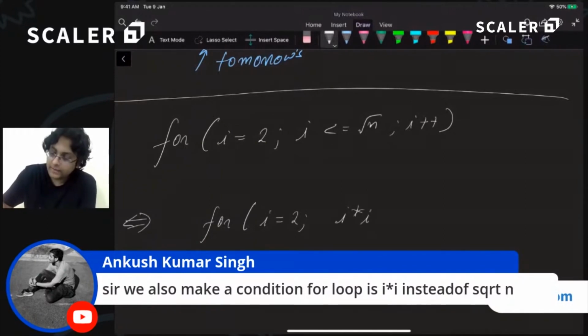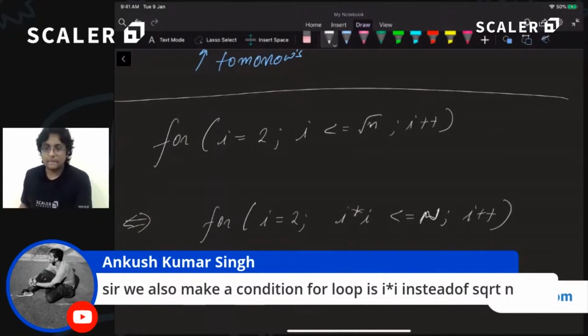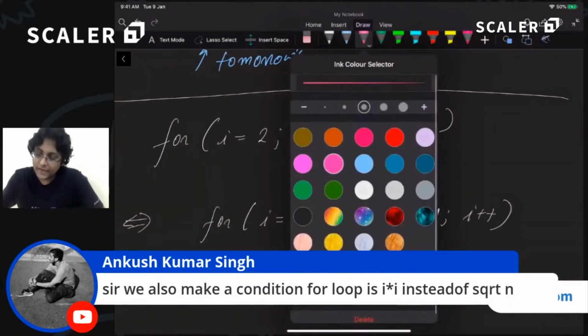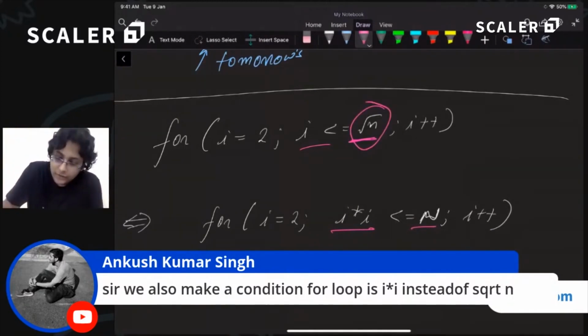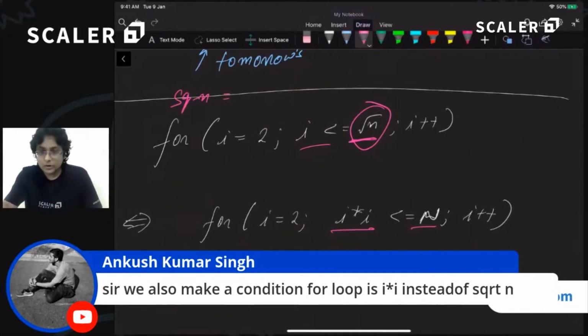for i equals 2, i times i is less than or equal to n, i plus plus. So instead of calculating the square root of n and then comparing it with i, we square i and then compare it with n. It will work exactly the same. If you were to do it the other way, you will have to pre-calculate the square root of n, using some sort of a math library, like math.sqrt(n) and things like that. So if you do not want to do that, you can simply use i times i less than or equal to n.